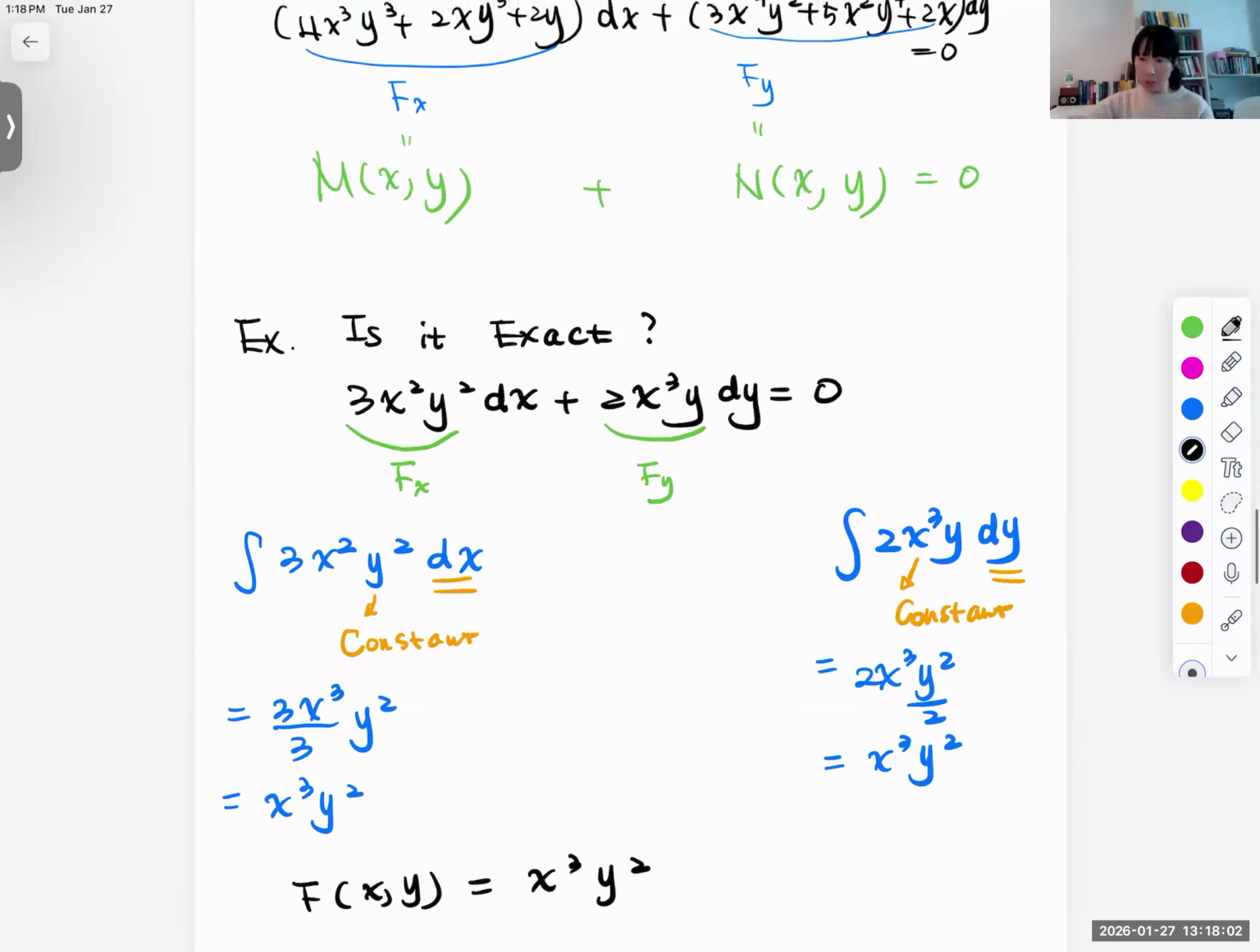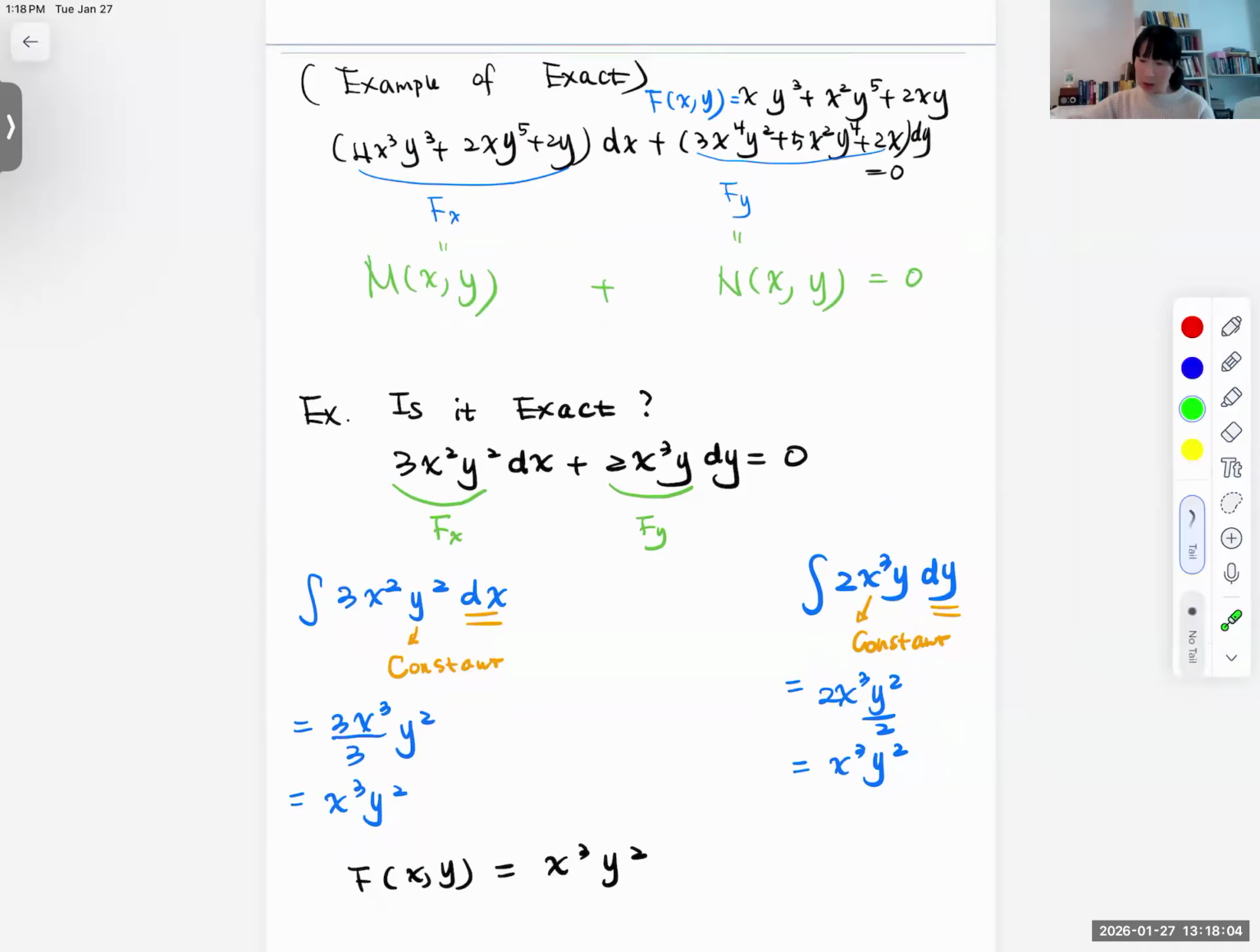Like earlier, I'm going to show you that. Then we make a partial derivative with respect to x: 3x squared y squared here. And then we do the partial derivative with respect to y: x to the third power 2y. Make sense? So what we can conclude is that it is exact.